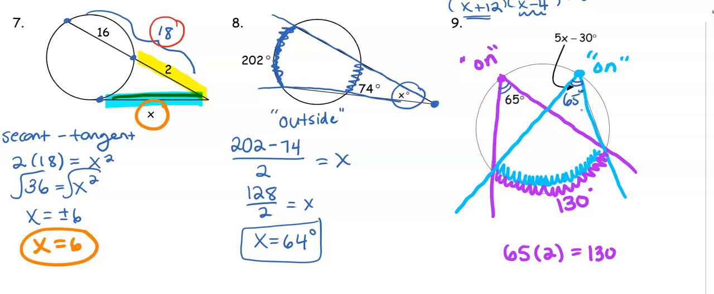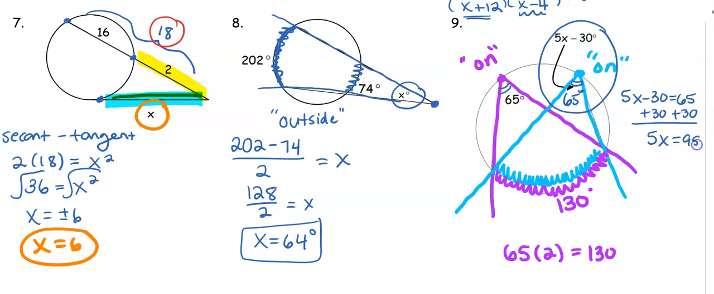That was an extension on our inscribed angle day. So to solve this, we have 5x minus 30 is equal to 65. We move our 30 over. 5x is equal to 95. And when I divide 95 by 5, I find that x is equal to 19. All right, so that is going to be everything for the reviewing of angles and segments in a circle.